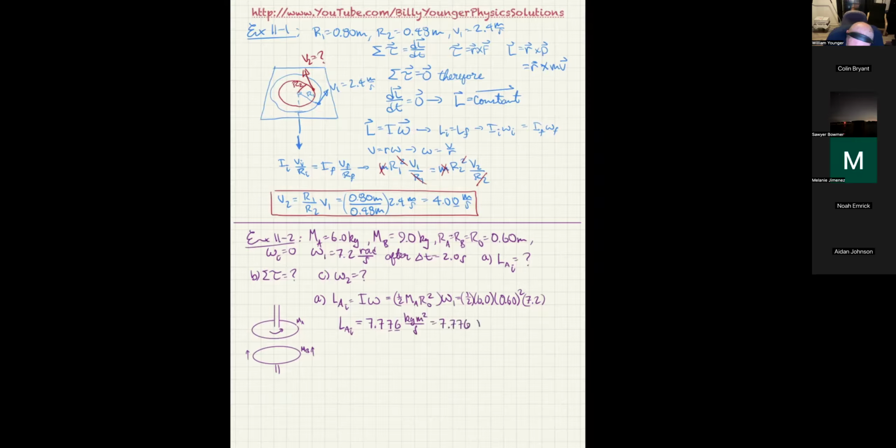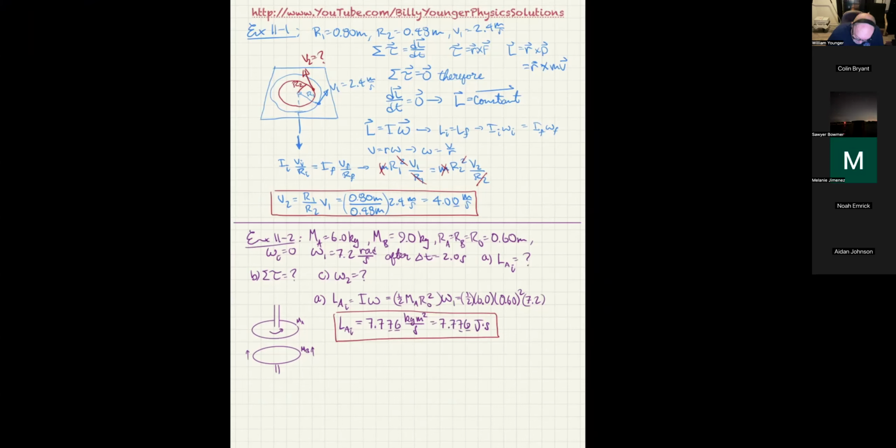7.776 joules times seconds. We're going to learn later, if you actually get to quantum mechanics or if you just happen to do some quantum mechanics homework for extra credit, that the joule second is the unit they use for Planck's constant. So that's why sometimes we use joule seconds for the units of angular momentum. Anybody have any questions on that? Of course, that rounds to 7.8 to the appropriate sig figs.